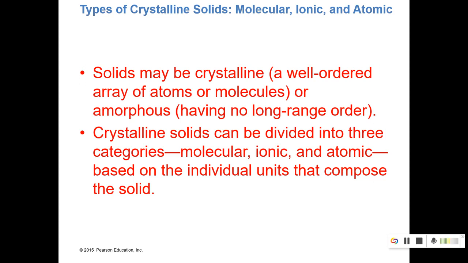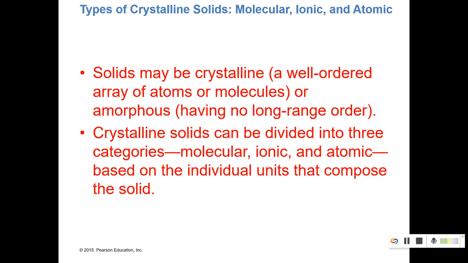Some examples of solids that are crystalline are diamonds, glass. Glass is kind of iffy. Quartz, things like that. Amorphous would be more easily shaped solids like plastics, things like that.